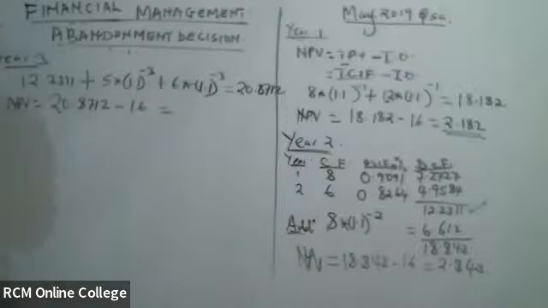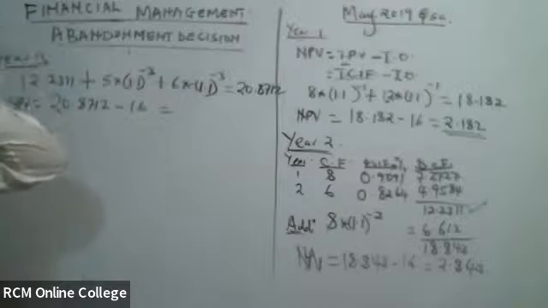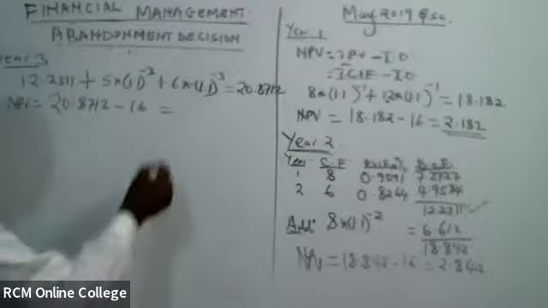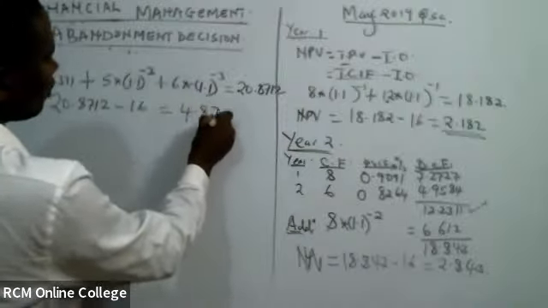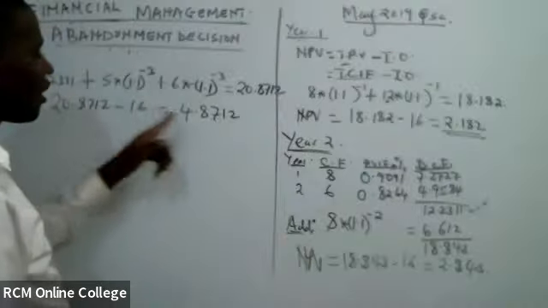16. We less 16. So how much do we have now? How much shall we have there as our NPV? Raquel got 20, so let us now get the NPV itself. 4.8712. Now I want somebody to confirm the two are these and these.